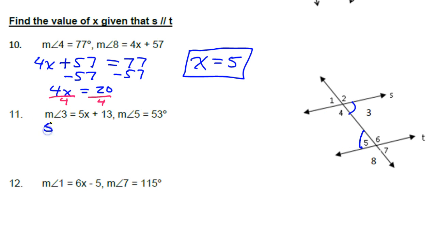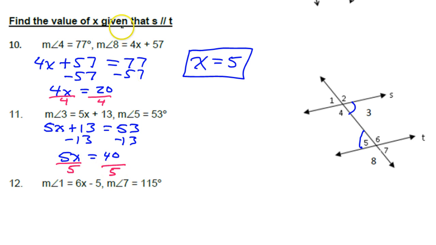So 5x plus 13 should equal 53. Alright, so subtracting 13 from both sides, that's going to give us 5x is equal to 40. And then you divide both sides by 5. Okay, so we get x equals 8. Alright, how about number 12?